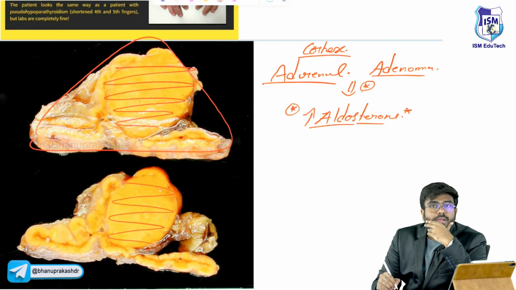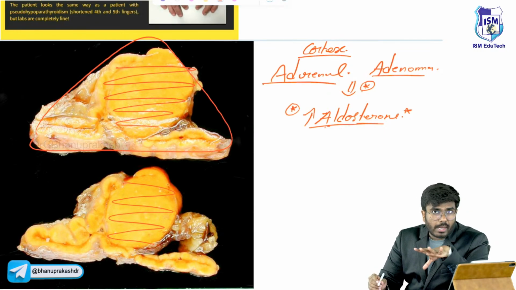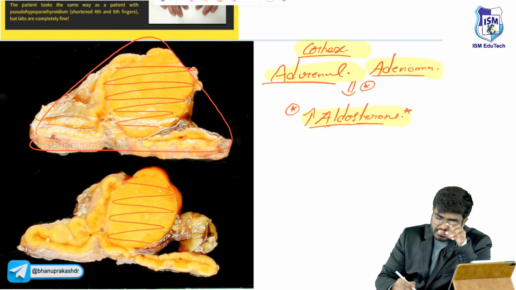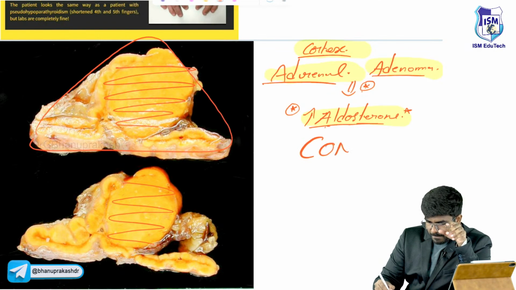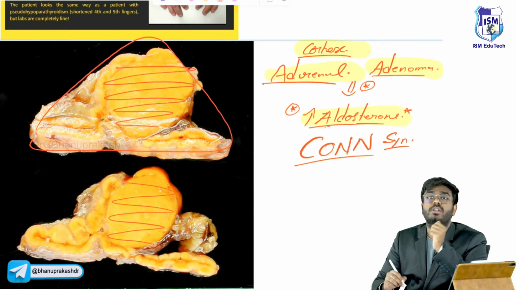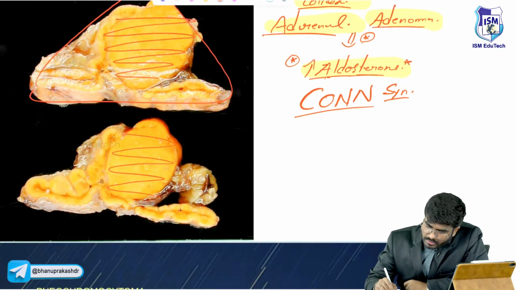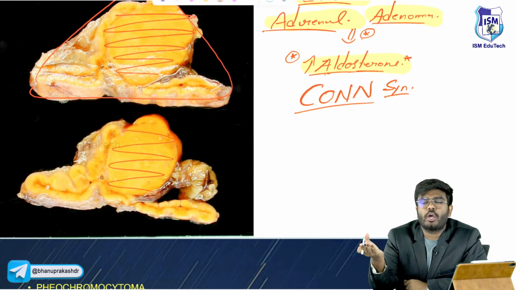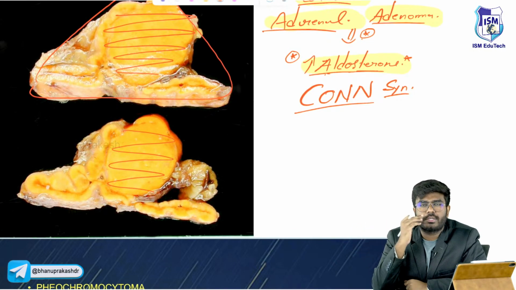So now tell me, what is the name of this syndrome? This adrenal adenoma producing an excessive amount of aldosterone is called Conn syndrome. Now tell me, what is the normal function of aldosterone? Aldosterone is called a mineralocorticoid, sir, you know it, right?